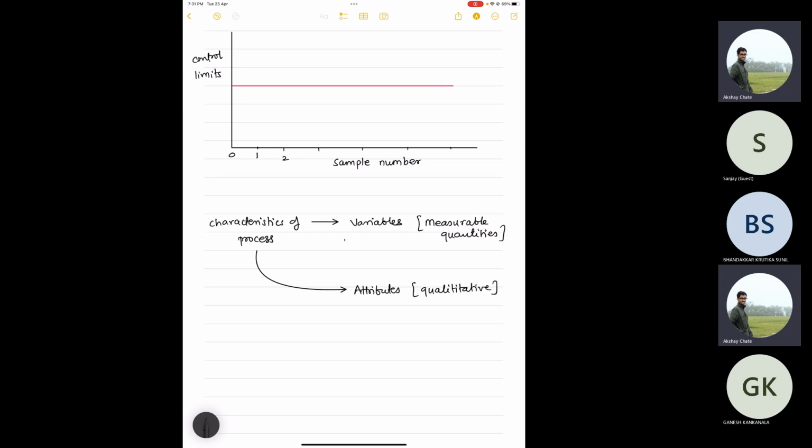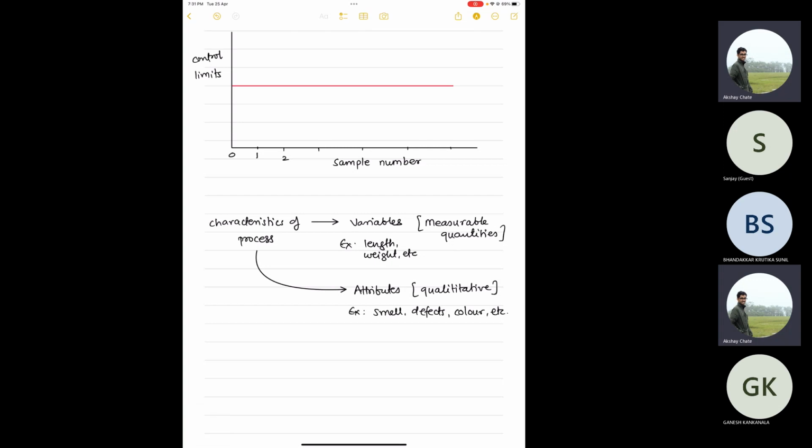Maybe I can write examples here: length, weight, etc. Whereas attributes can be smell, defects, color, etc. By color I mean appearance. There can be texture also. So the quantities which you can feel but you cannot measure, you can count them.